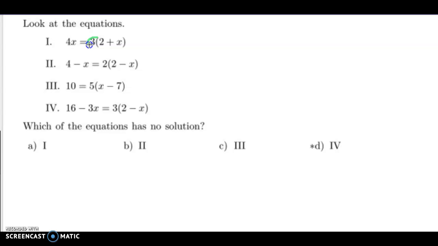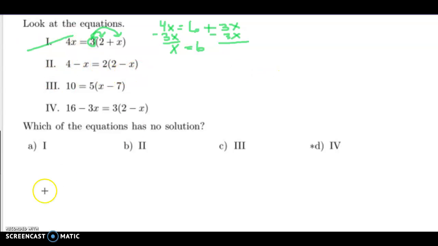I'm going to go ahead and circle this number on the outside, realizing I have to multiply it by each term on the inside. I get 4x equals 3 times 2 is 6, plus 3 times x is 3x. I'm going to subtract 3x from both sides to get all my variables on the left side. I'm left with x equals 6. Well, guess what? That has one solution, so that is not your answer.